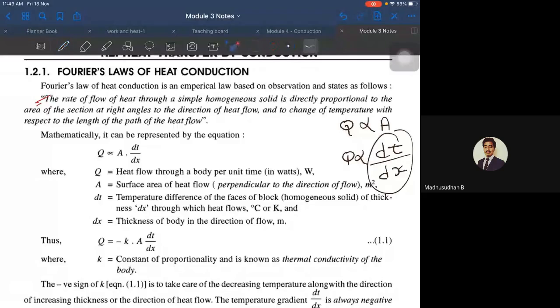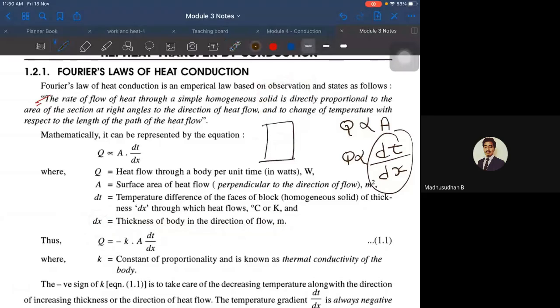You can observe Q is the heat flow through the body per unit time, that is in watts. A is the surface area of the heat flow perpendicular to the direction of the flow, that is in meter square. dT is the temperature difference of the faces of the block. Just remember, dT is the temperature difference, and dx is the thickness of the body in the direction of flow. If there is a block like this, I'll explain, that is not a big deal.